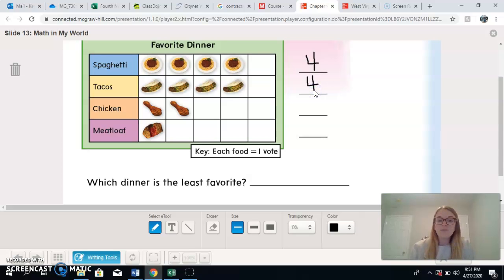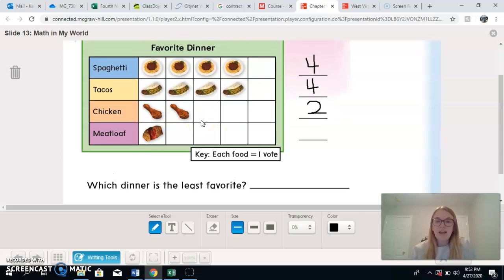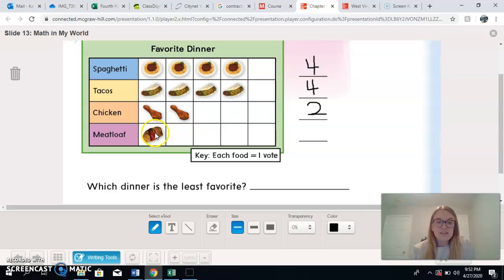Let's go to the next one. This one says chicken. So we're going to count each one, and remember each picture is 1 vote. So for chicken, looks like there is 2 pictures, so that means that there was 2 votes. And the last one is meatloaf. If we count all the pictures for meatloaf, we'll just see 1 picture, so that means there was 1 vote.